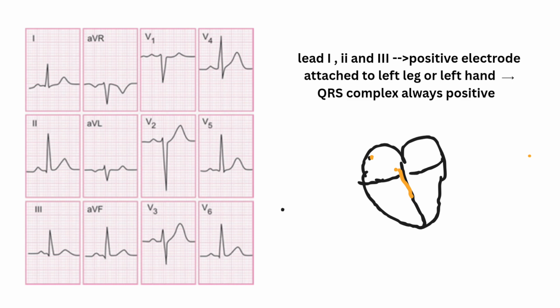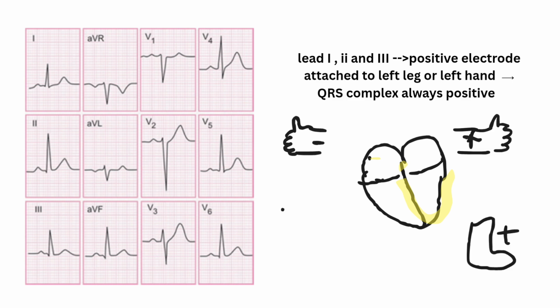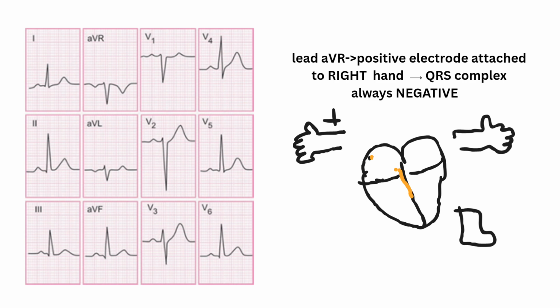As the current generated in the SA node goes from the right side of the heart to the left side of the heart, and the negative electrode is applied to the right arm, and the positive electrode is always attached to the left arm or left foot, the current is always moving in the direction of the positive electrode in the case of bipolar limb leads. In lead AVR, the positive electrode is connected to the right arm, that is, the arm which is in the opposite direction to the current flow, and no negative terminal is connected to any arm. So, the QRS complex here will be negative. That is, in the direction opposite to the baseline.